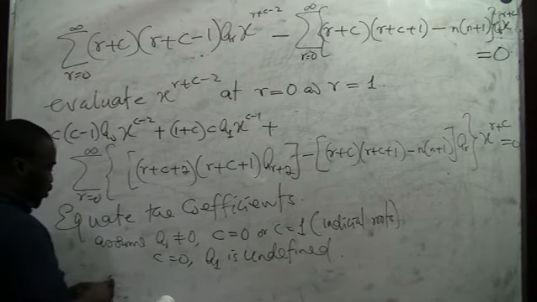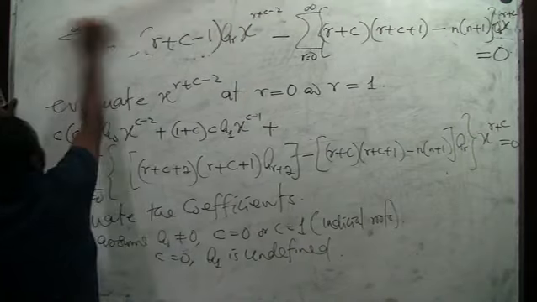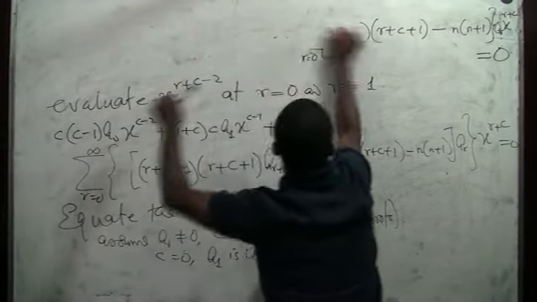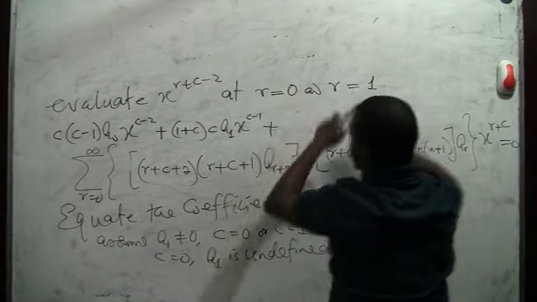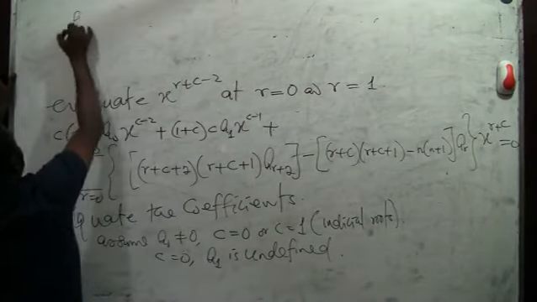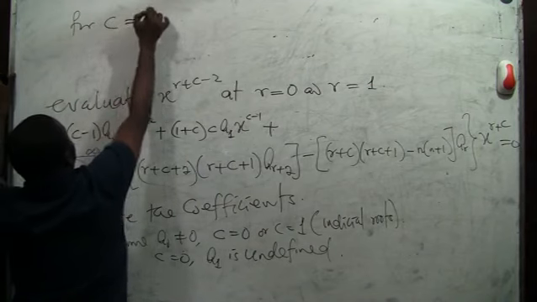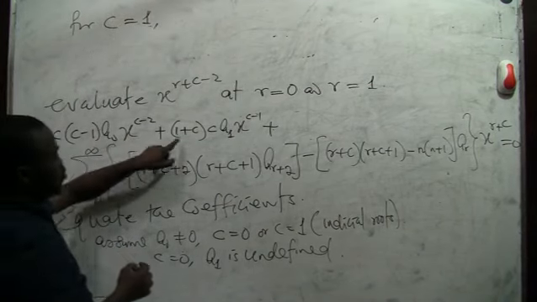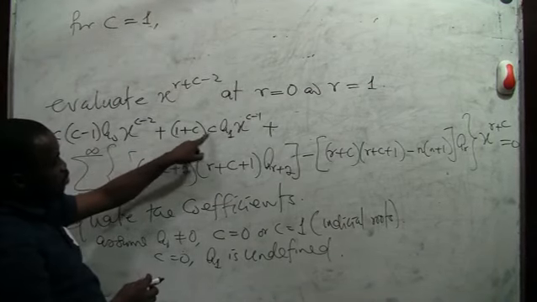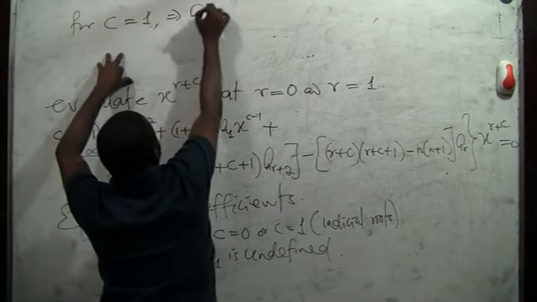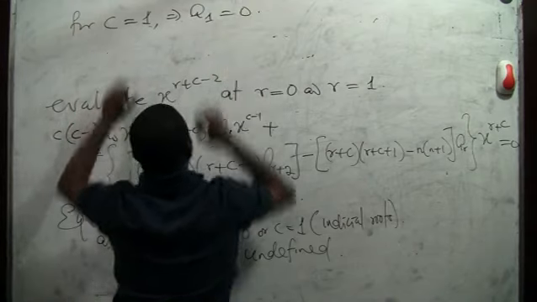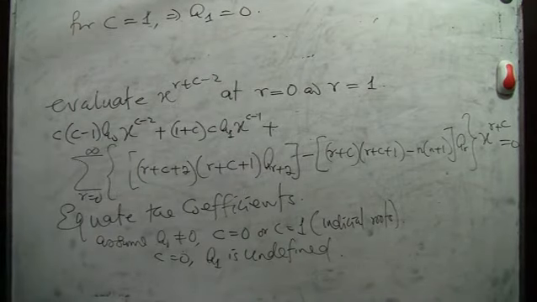Then if you put c equals 1, if you substitute 1 here, we have 2, substitute 1 here, we have 1. 1 times 2 multiplied by a1, that implies that my a1 will automatically become 0. That's exactly what we have.